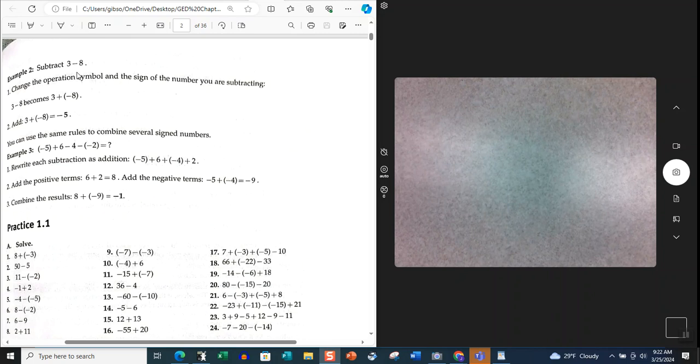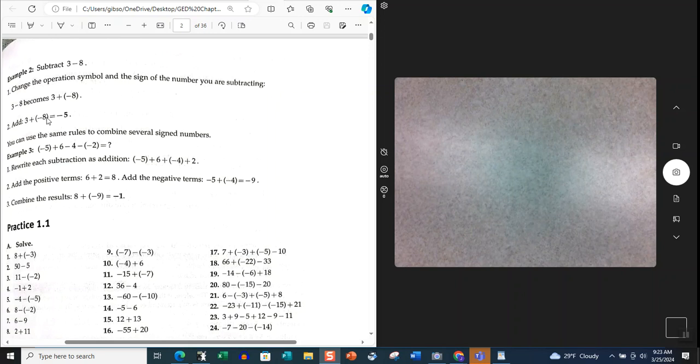It says example 2, subtract 3 minus 8. Now what we're doing here is showing you how to go from a subtraction problem and make it an addition problem. So it says change the operation symbol and the sign of the number you are subtracting. 3 minus 8 becomes 3 plus a negative 8. So then we will add 3 plus a negative 8, which is negative 5.